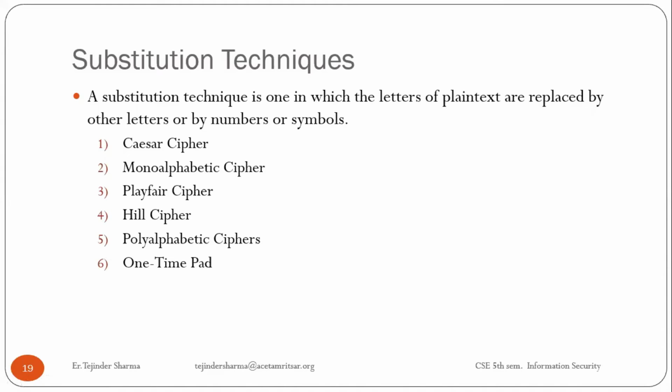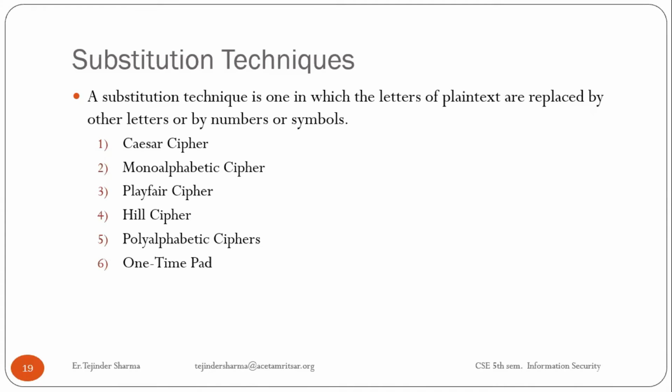So I told you there are basically two classical encryption techniques. One is substitution, another is transposition. So the substitution technique is one in which the letters of plain text are replaced by other letters, numbers, or any symbols. So that is called substitution technique. So you have monoalphabetic ciphers. These are basically the types of substitution technique which we will be doing. First is Caesar cipher, then monoalphabetic cipher, Playfair cipher, Hill cipher, polyalphabetic ciphers, and one-time pad.